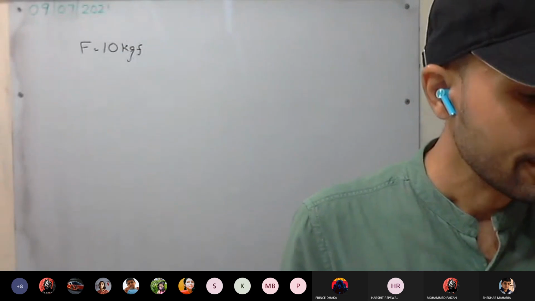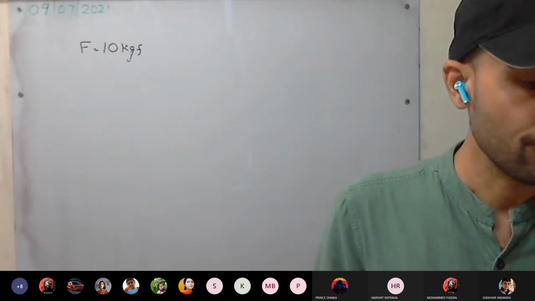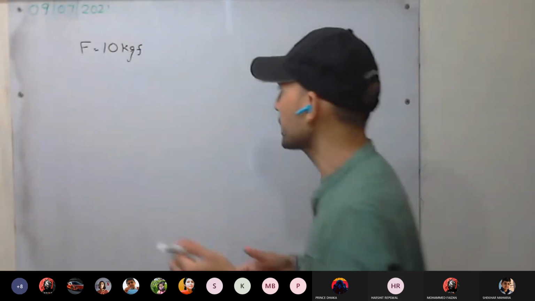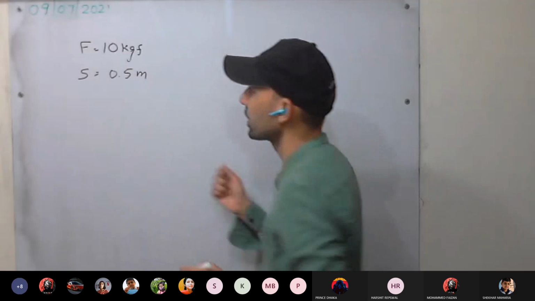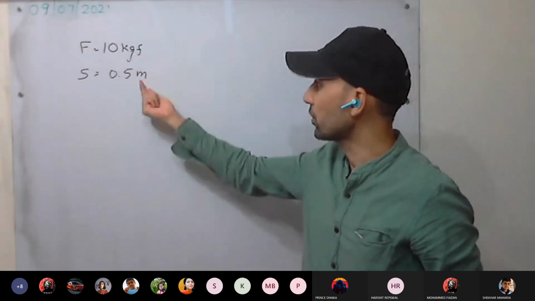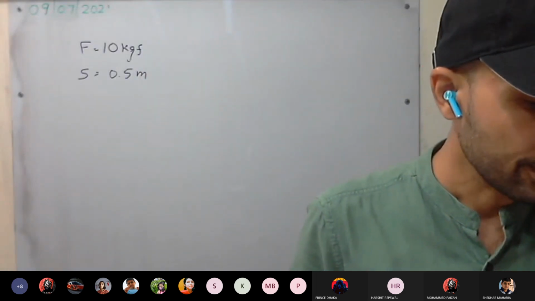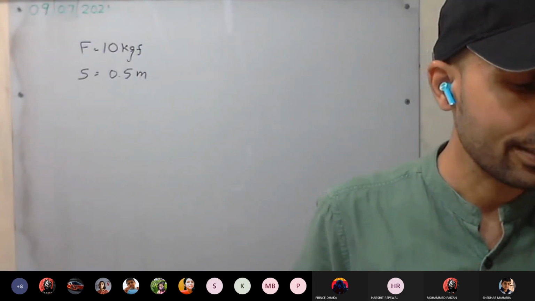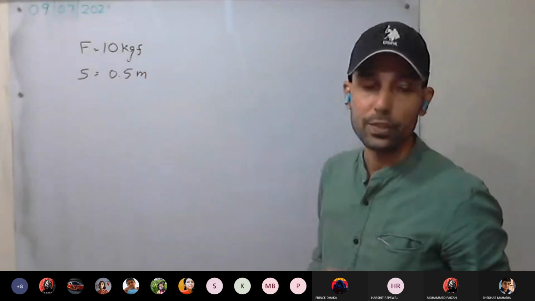The force of 10 kgf displaces the body by 0.5 meter. Displacement is how much? 0.5 meter. This is the force acting on the body, and the displacement because of this force is 0.5 meter. Calculate the work done by the force when the displacement is in the direction of the force. When both are in the same direction, what will be the work done?